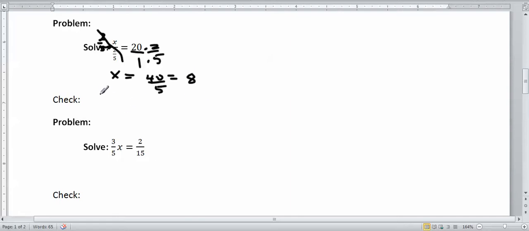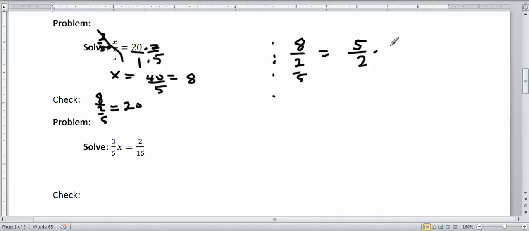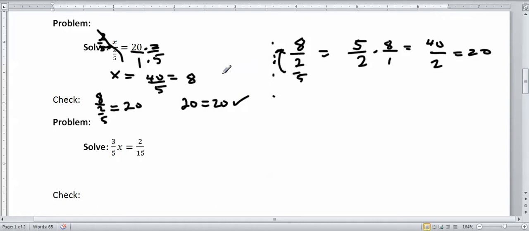So plug that back in for a check. I get 8 over 2/5 equals 20. When I divide a fraction, I flip and multiply. So I'm going to do that over here to check. So I get 8 divided by 2 over 5 equals 20. So I'm going to flip the fraction, 5 over 2 times 8. And multiply. So 5 times 8 equals 40. Divided by 2 is 20. So we get 20 equals 20. So my answer is correct. x equals 8.